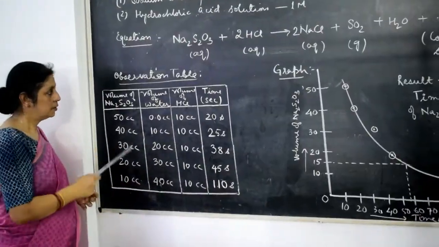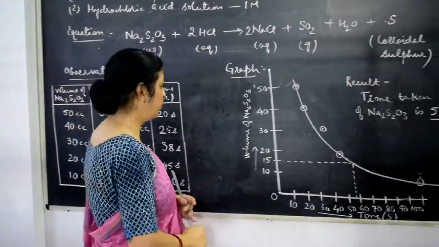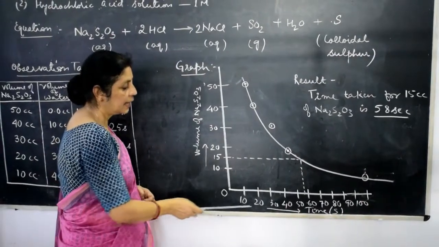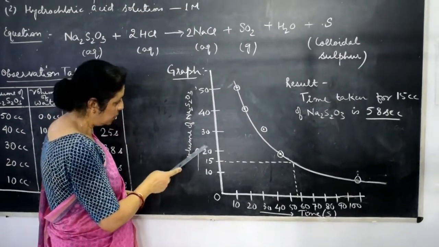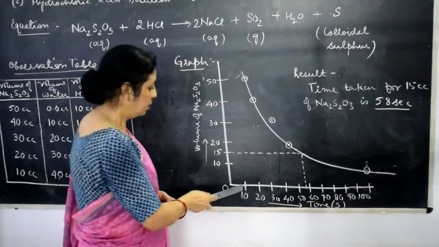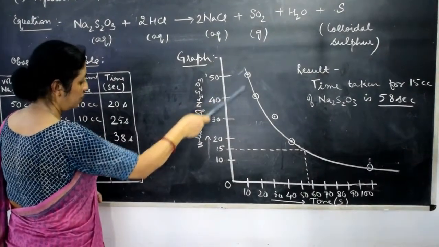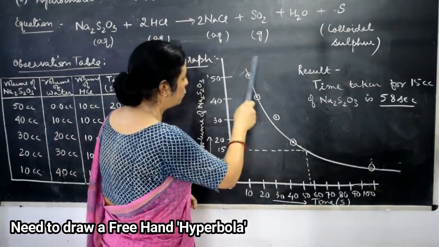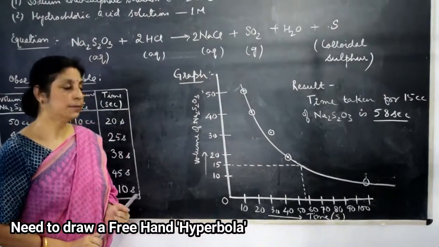Now, after the table has been drawn, from these values we will plot a graph. The graph will be volume of sodium thiosulfate on the y-axis and time on the x-axis. So here we have 10, 20, 30, 40 cc of sodium thiosulfate which was taken, and the time taken. So you can see I have plotted the graph for 50 cc, it is 20 seconds, and so forth. So this graph is a parabola. We have to draw a freehand parabola.